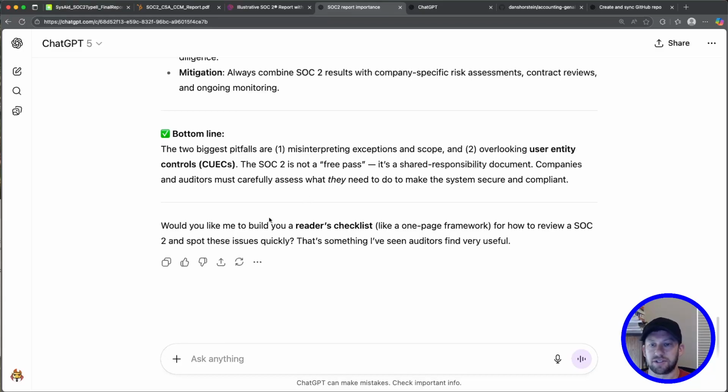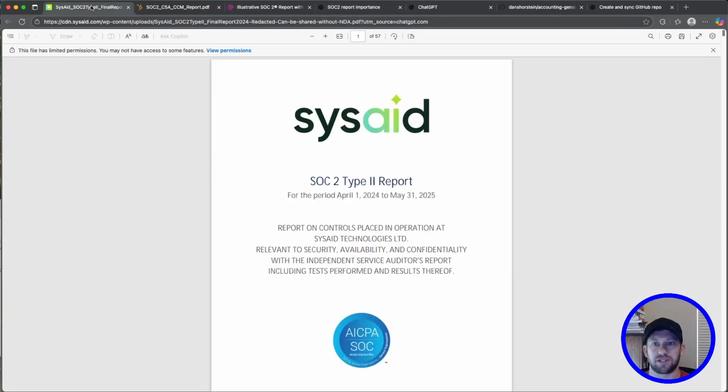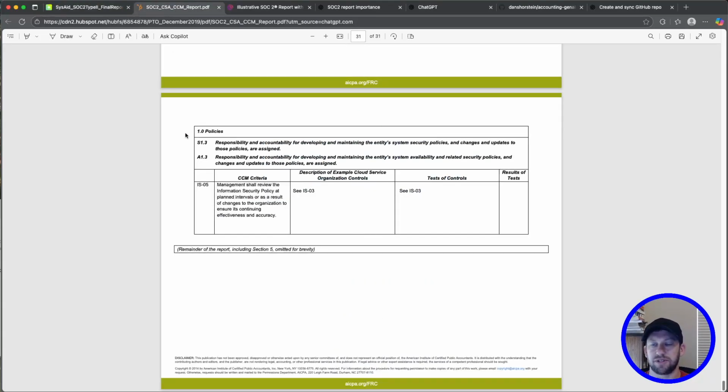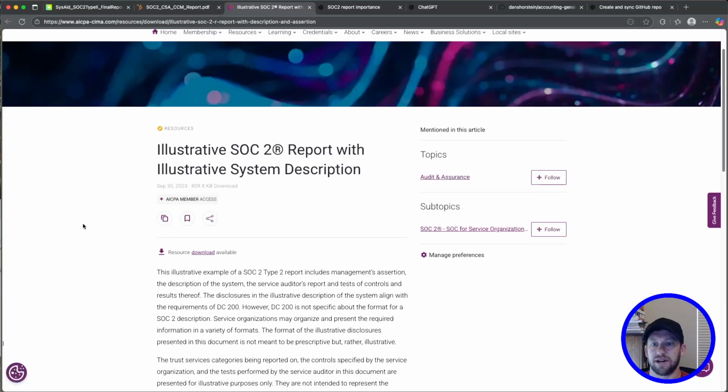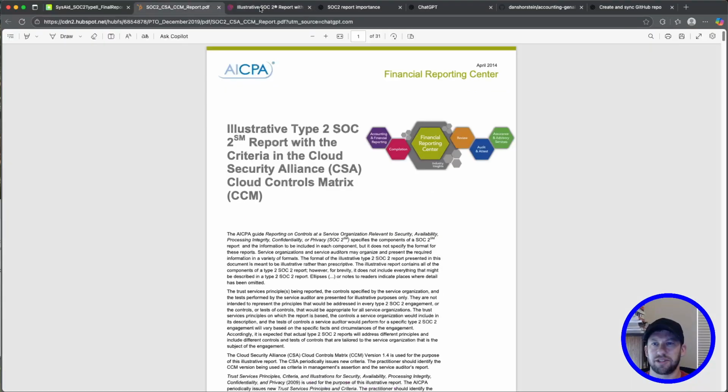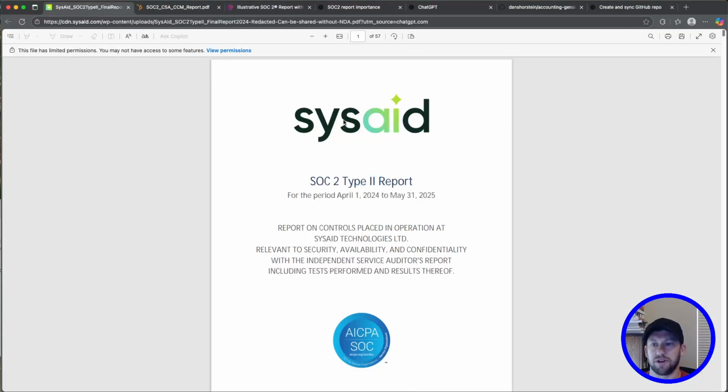So this is the reason why I think this is a great opportunity for a generative AI accounting recipe. What I've done is I pulled together a few SOC 2 reports that I found online. Most SOC 2 reports are not publicly published and have limited use beyond the intended recipient to review and assess how it can be used. But these are a few illustrative ones, one from AICPA. It might be the same one from AICPA here. And then there's this one here from SysAid.